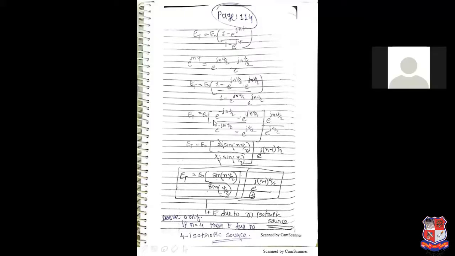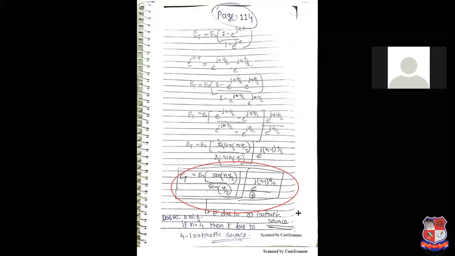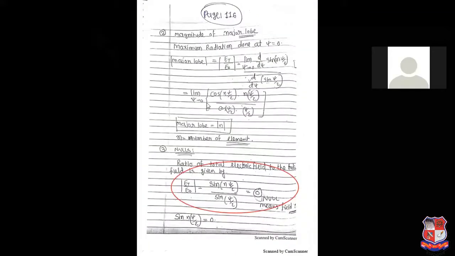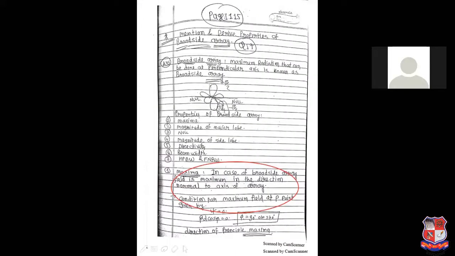That can be related to the electric field due to the n isotropic source. See this equation very carefully. Et equal to E0 sin(nψ/2) divided by sin(ψ/2) e raised to j(n−1)ψ/2. It is the equation of total electric field due to n isotropic source. Now we would like to obtain the properties of broadside array based on that equation.